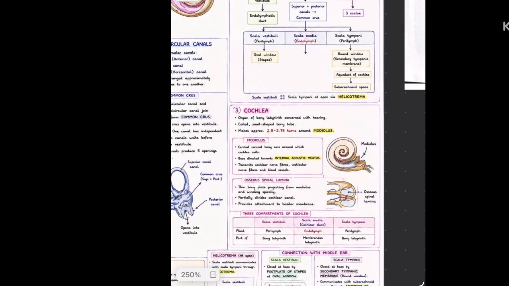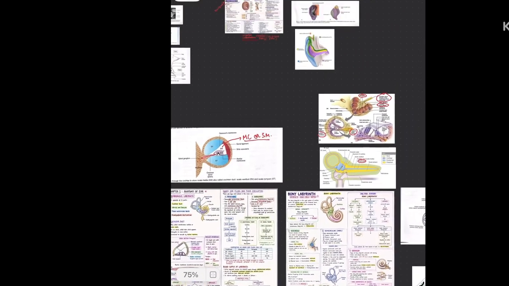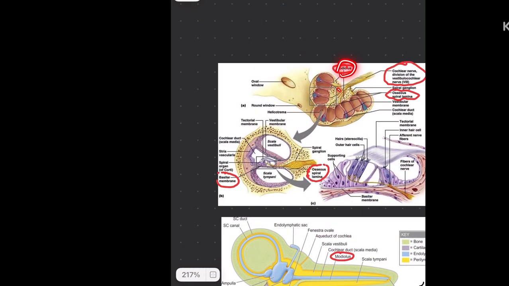That's why it is the central coil, the bony axis around which the cochlea coils. And how many times does the cochlea coil? It is approximately 2.5 to 2.75 turns around the modulus. Okay, this is the modulus. If you see, this is the modulus and bony plate, and the cochlea is coiled around it.